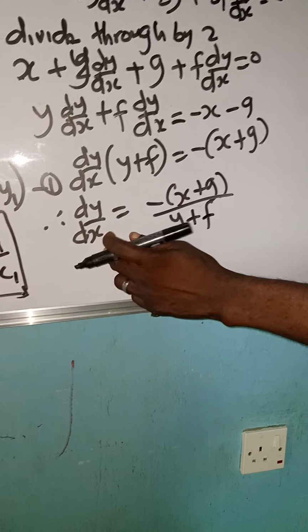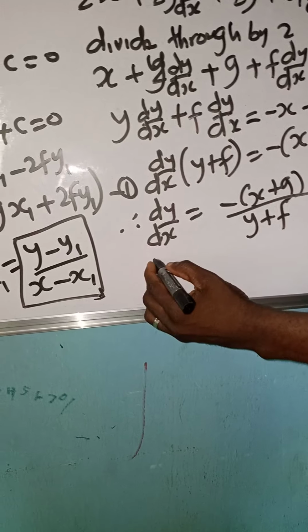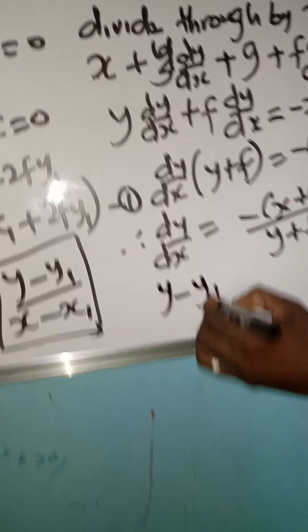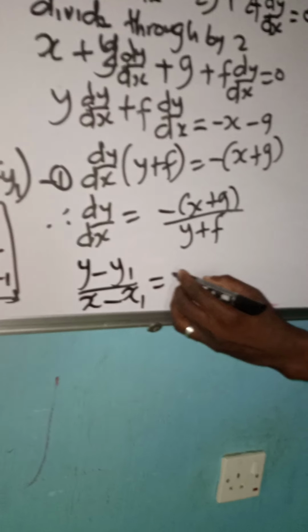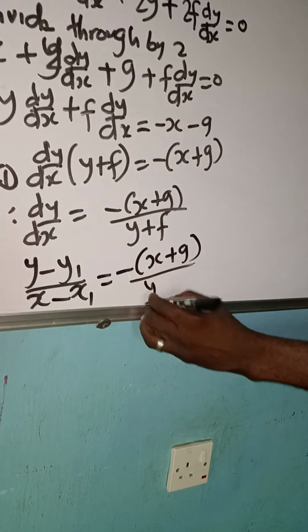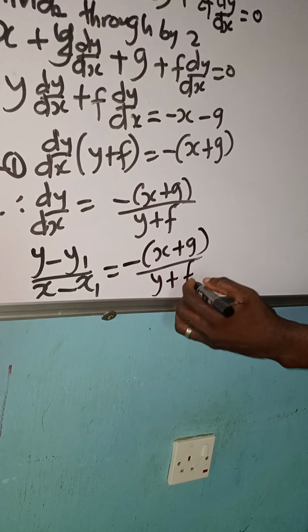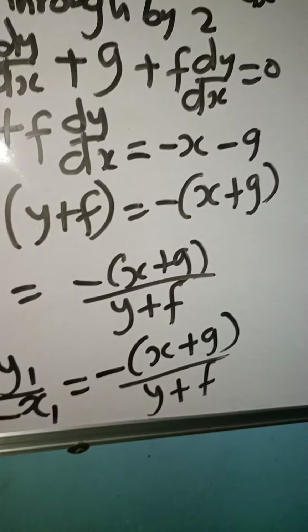But we have to do some other calculation here. We continue from here. We said the dy/dx is also (y minus y1) over (x minus x1) is equal to minus (x plus g) over (y plus f). Now this is the equation of your tangent. This is the equation of your tangent. So cross multiply to solve further.